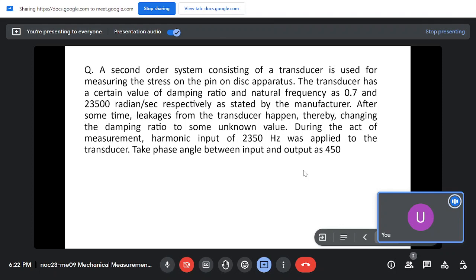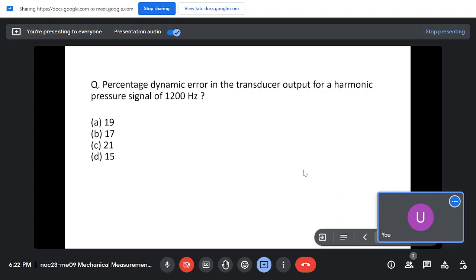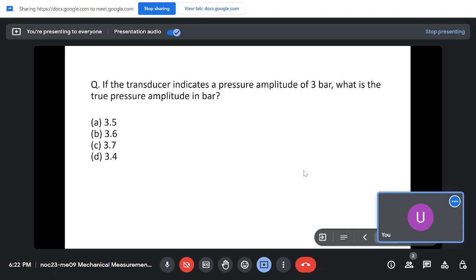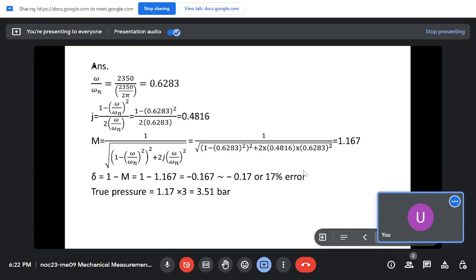So I repeat, the question is, we have a second order system and we know the natural frequency and damping ratio are given, and we are giving a harmonic input. The damping ratio is unknown, even though the given value is 0.7, and there's a phase angle given of 45 degrees. So we have to find the percentage dynamic error and the true pressure amplitude. So the solution goes like this.